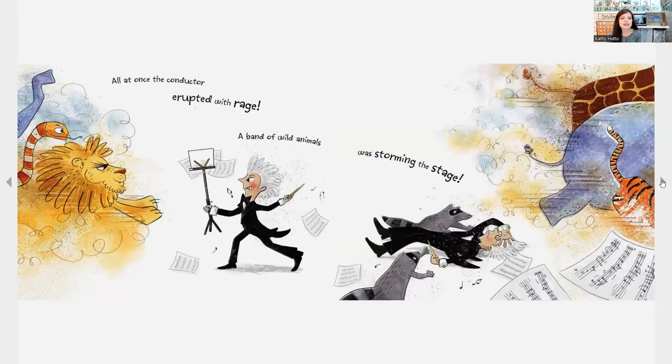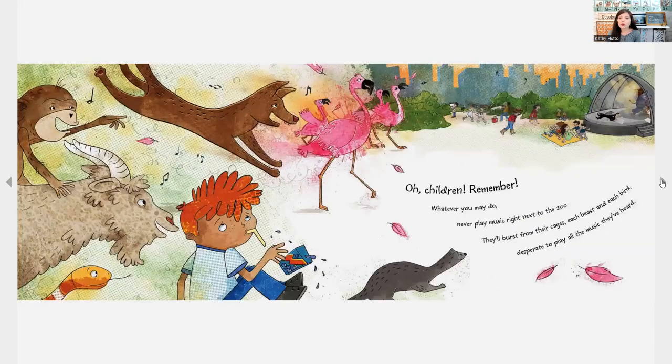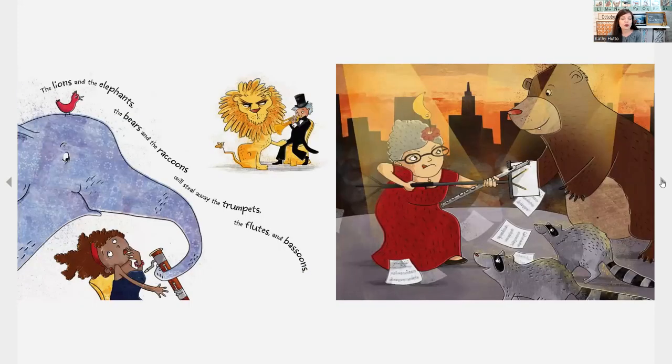All at once, the conductor erupted with rage. A band of wild animals was storming the stage. Oh, children, remember, whatever you do, never play music right next to the zoo. They'll burst from their cages, each beast and each bird, desperate to play all the music they've heard.